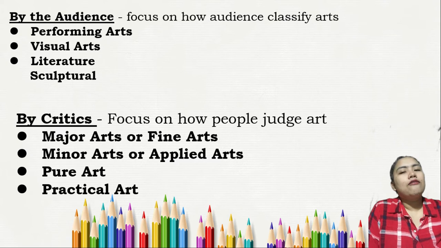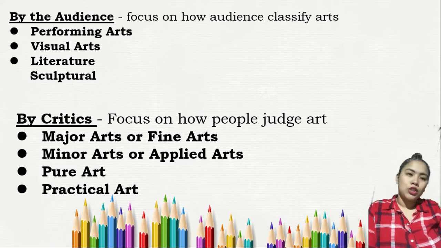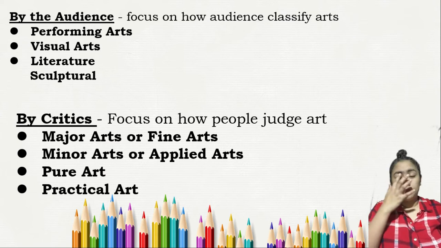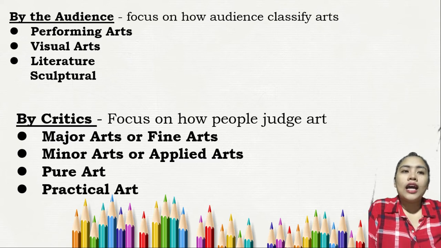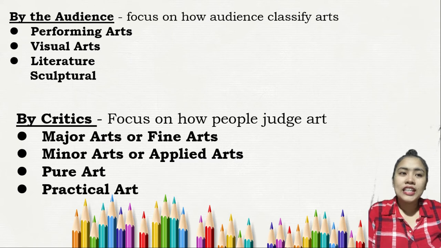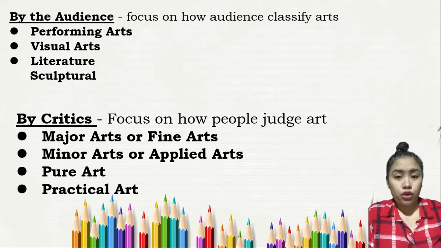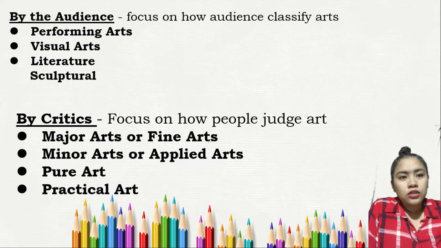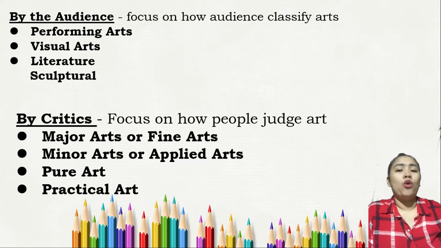performing arts. Visual arts exist in a two-dimensional form and stay in one place, something that we see. Examples of this are paintings when we go to a museum. When we say literature, these are narrative works that are literary in nature and primarily deal with imaginative and artistic writing. Examples are prose and poetry. These are what we see in books, like a novel, which is also literature, also considered an art. Then the fourth one is the sculptural.